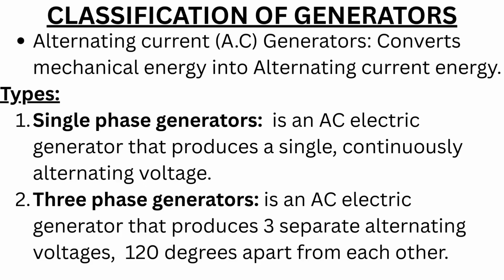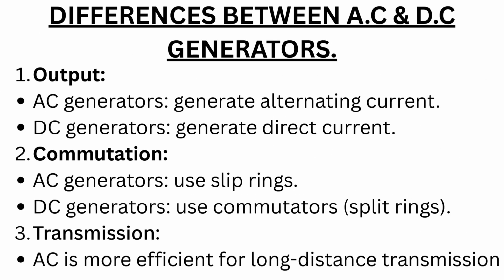Now let us look at alternating current generators. Alternating current, AC, generators convert mechanical energy into alternating current energy. Types. 1. Single-phase generators: an AC electric generator that produces a single, continuously alternating voltage. 2. Three-phase generators: an AC electric generator that produces three separate alternating voltages that are 120 electrical degrees apart from each other.